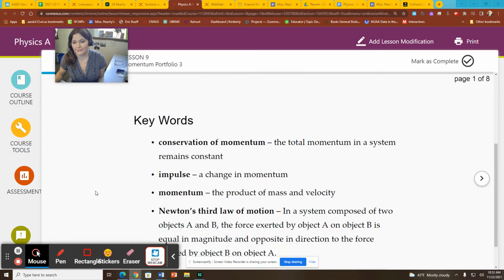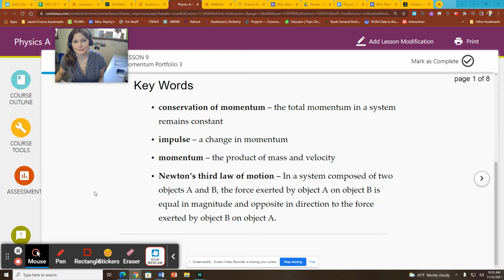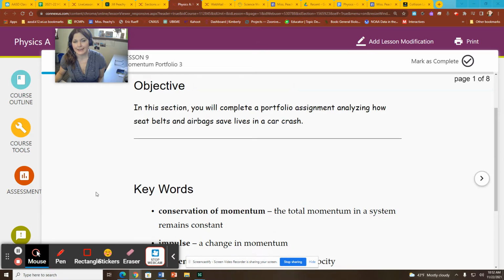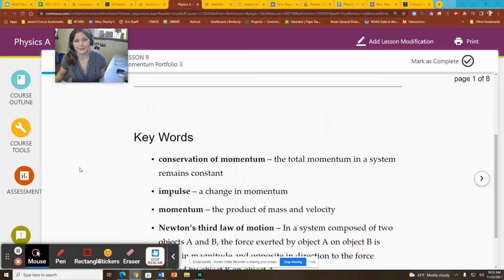So we are looking at momentum, impulse and Newton's third law in this lesson. The original portfolio was asking you to do a bunch of research on seat belts, and then you were supposed to design a seat belt and carry out some experimentation with it and see how that works. It was just a bit tricky, and sometimes I find that students have a difficult time finding supplies and stuff like that. So while good in theory, it might be more difficult to do on your own. That is why we are doing the lesson modification today.